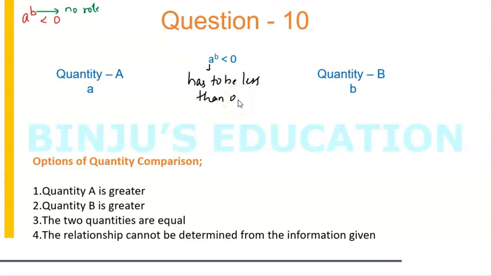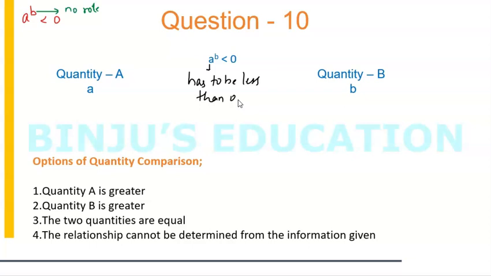Because if a is positive, then no matter what the value of b is, whether positive, decimal, whatever it may be, a to the power b will always be positive. So if a to the power b has to be negative, then the only thing is that a has to be negative, or a has to be less than 0.